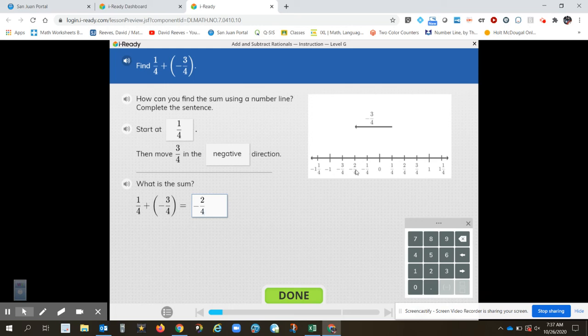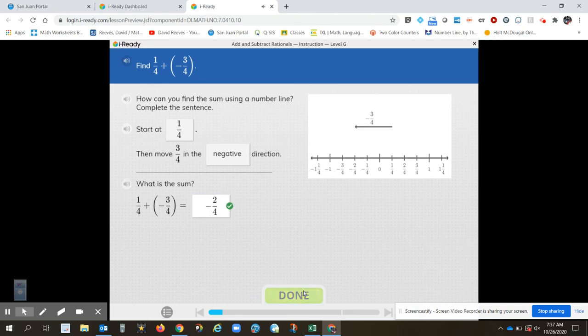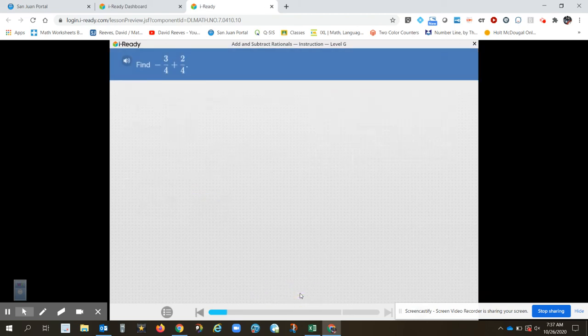Now, they've got fourths marked here. If you were giving me this answer, I would ask you to simplify it and tell me that that was -1/2. But since we're going by how they have it written, we'll go ahead and put in -2/4. All right, so you see how that works? Awesome.